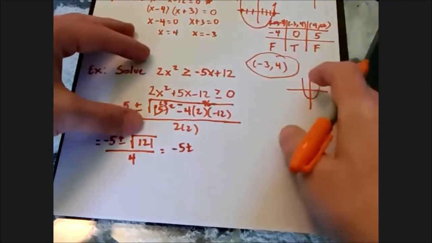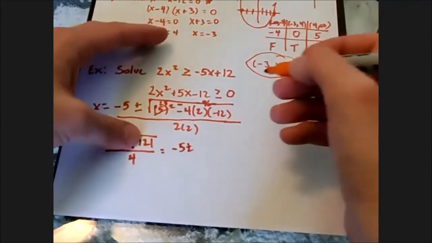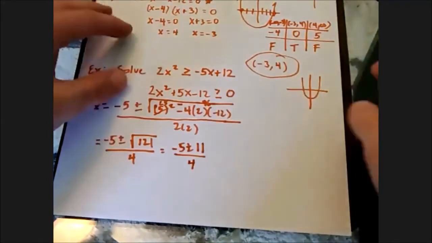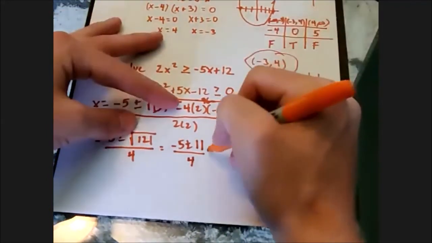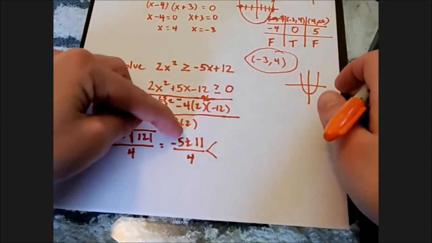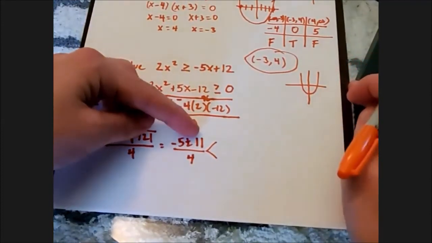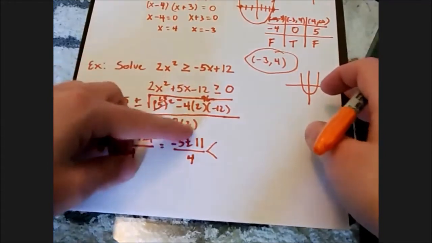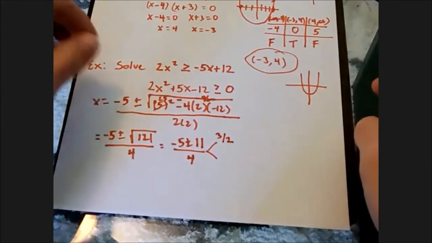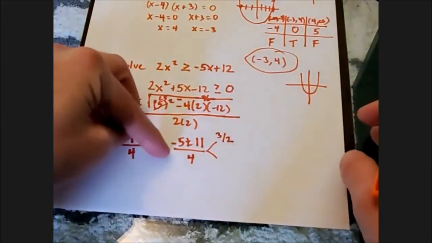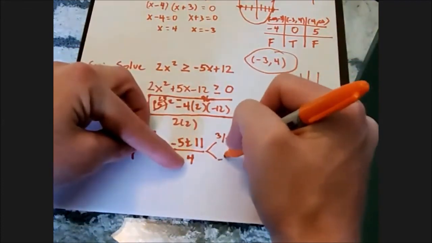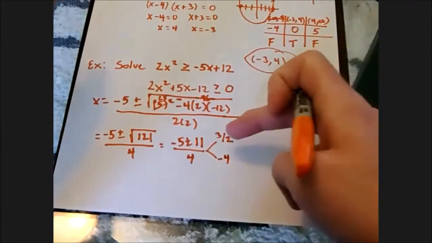Conveniently, though, this didn't have to be so nice, but it is. The square root of 121 is a perfect square. You get 11 out of that, which doesn't always happen, but when it does, that's really nice. And then that's going to split you off into your two solutions. So we have -5 plus 11, which of course gives us 6, and we have 6 over 4, which simplifies down to 3/2. And then we have -5 minus 11, which is -16 divided by 4, which of course is -4. So those are my two solutions.